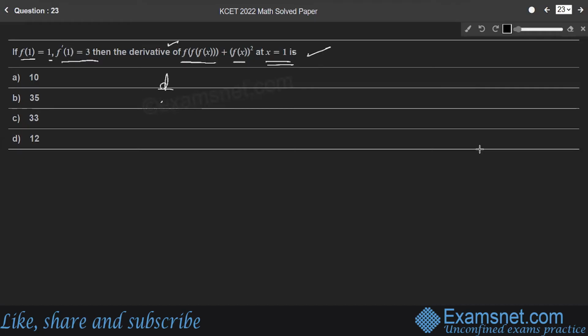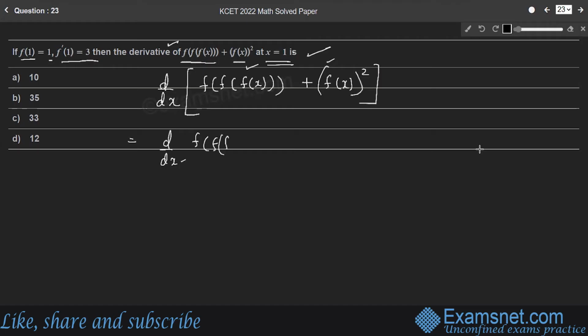That means d by dx of the full expression, which is f of f of x plus f of x the whole square. Derivative of the sum of two terms is the derivative of the first term plus the derivative of the second term. Therefore, it is d by dx of f of f of x plus d by dx of f of x the whole square.